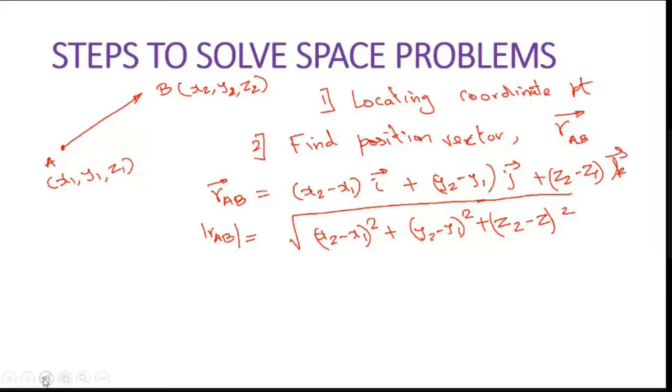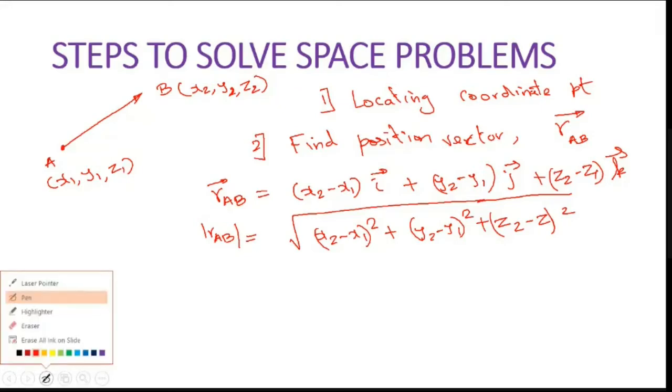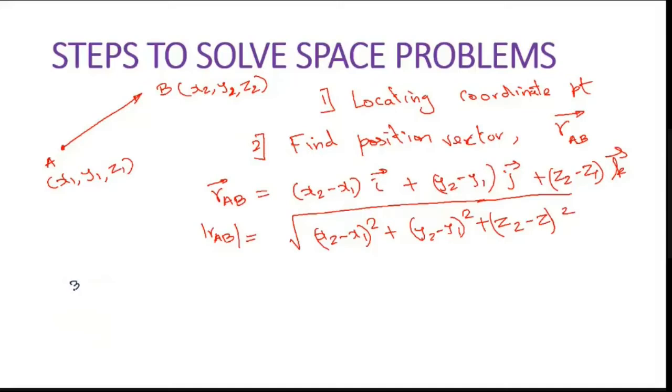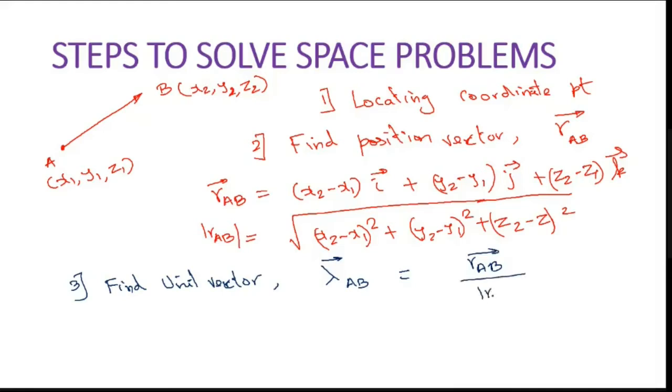The next step is finding your unit vector. So the third step is find unit vector. The unit vector is lambda AB, and we will always call it the lambda AB vector. This is equal to your RAB vector divided by the modulus of RAB. That is this one divided by this one. If I consider this as equation 1 and this as equation 2, then it is equation 1 divided by equation 2. That is your unit vector.